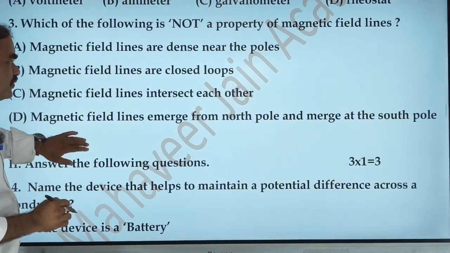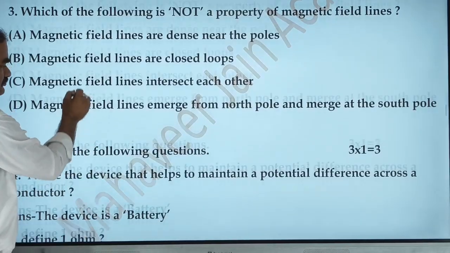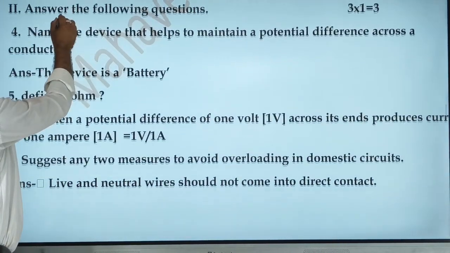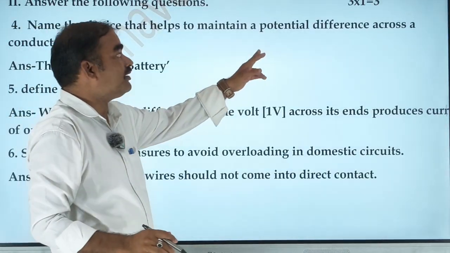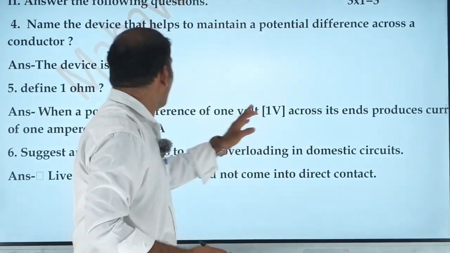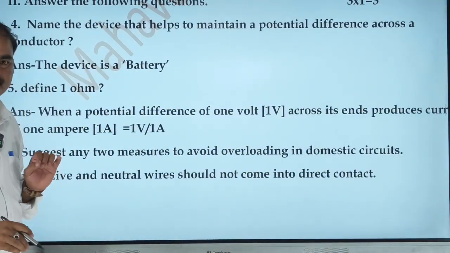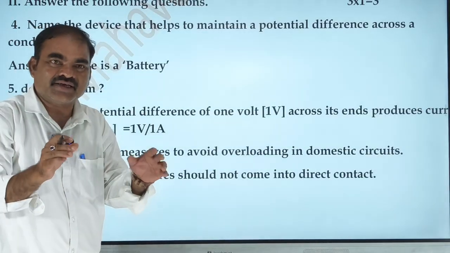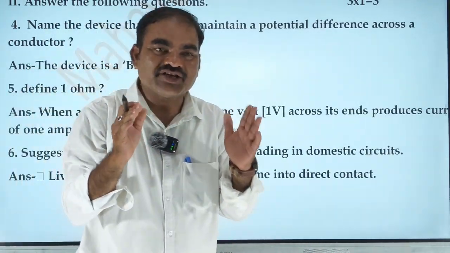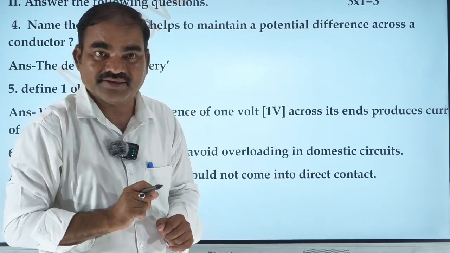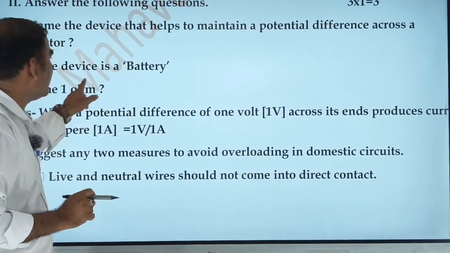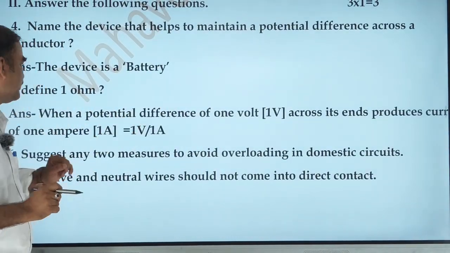Okay, next question. Name the device that helps to maintain potential difference across a conductor. Any conductor where we want to maintain a potential difference needs a battery or a cell. So the device is what we call a battery.